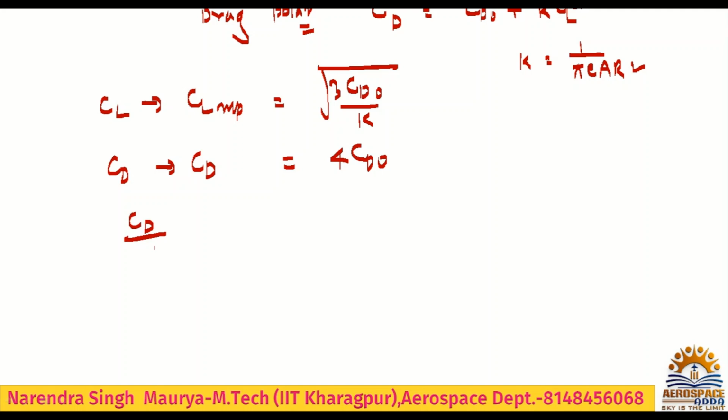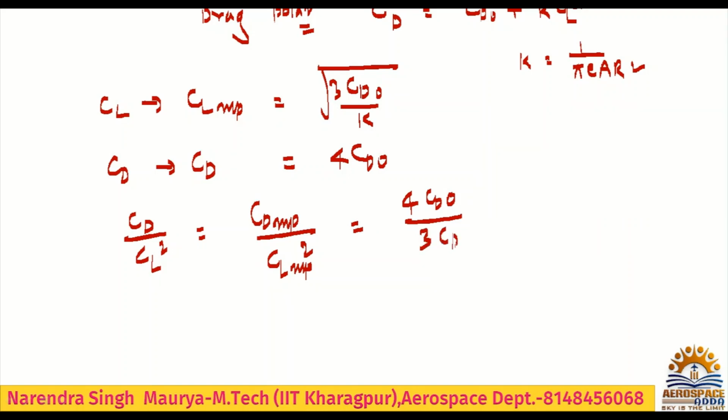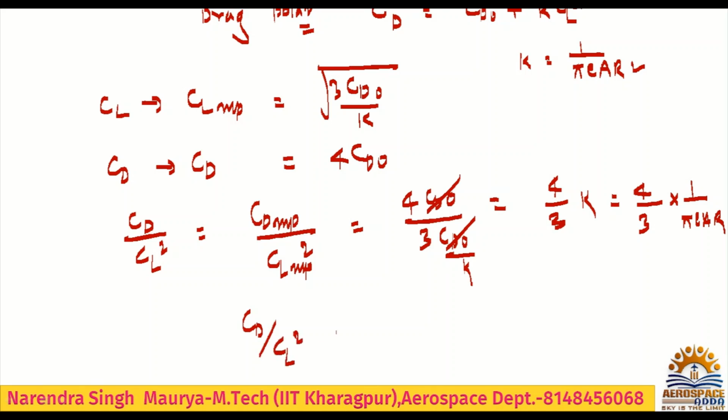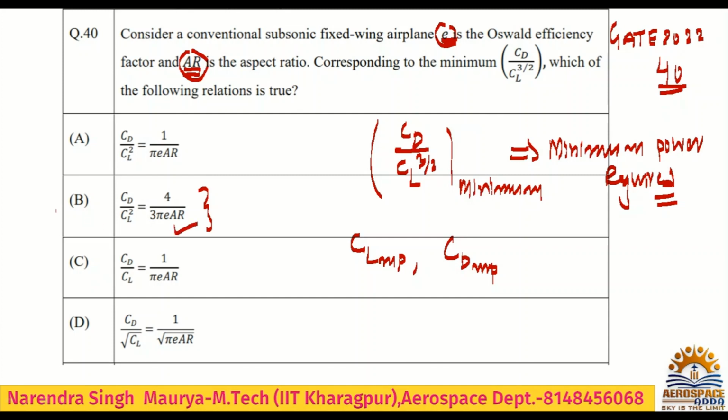So CD by CL square, which means CDMP by CLMP square. CDMP is nothing but 4 CD naught, and CLMP square you just square it, so you get 3 CD naught by K. CD naught will be cancelled out, so you get 4 by 3 K. And what is K? 1 upon pi E AR. So you got CD by CL square equal to 4 by 3 pi E AR. Check this, 4 by 3 pi E AR. So your correct answer is D.